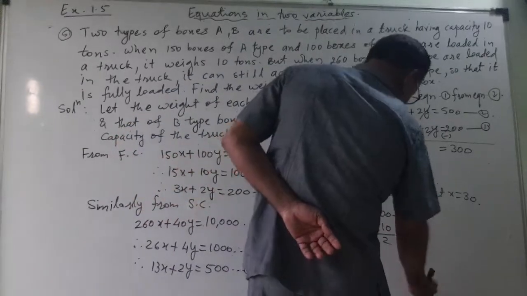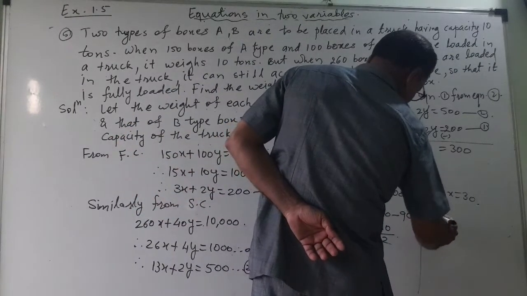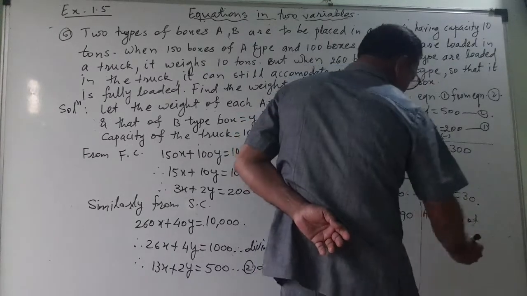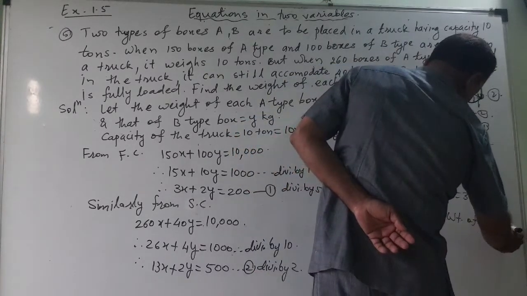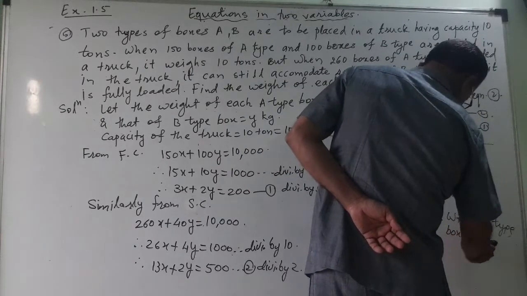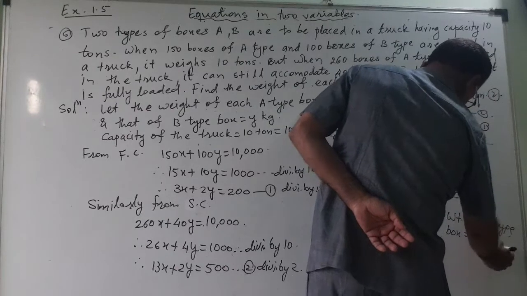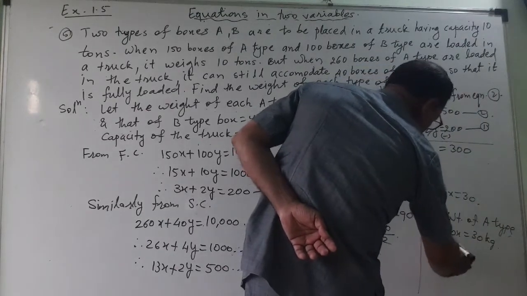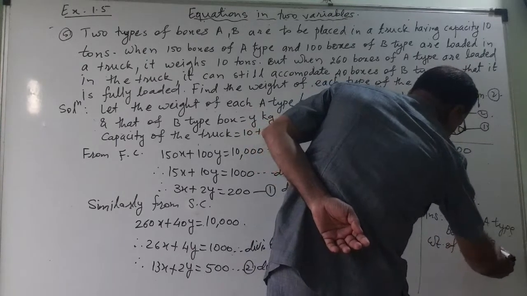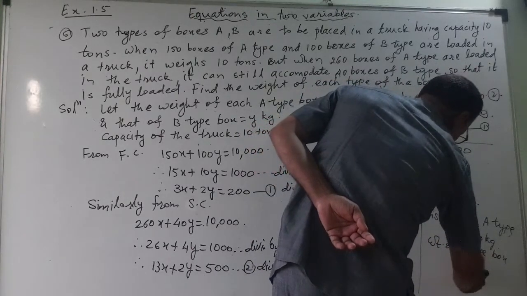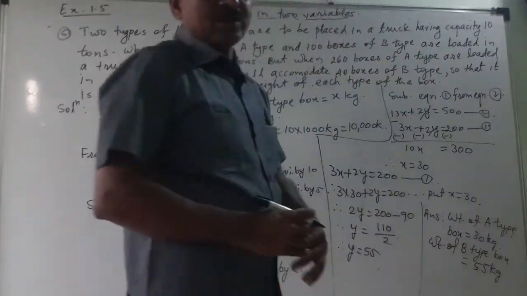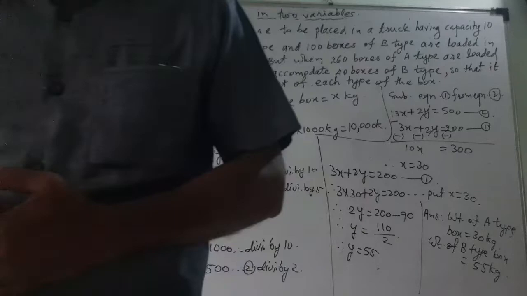So the answer, you will write: weight of A type box is equal to 30 kg, weight of B type box is equal to 55 kg. And this way, this is the answer. So I hope that you have understood this.